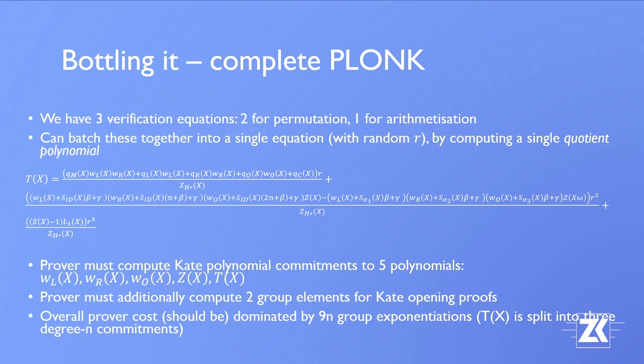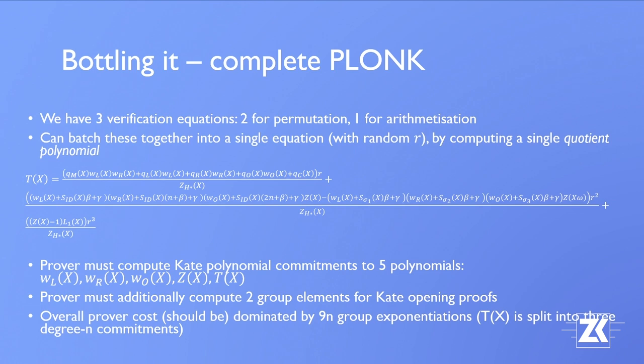And this means that the proof size for Plonk is really quite marginal. Initially you have five commitments to five polynomials. T of X, the quotient polynomial, is formed by multiplying four terms together and then dividing by the vanishing polynomial. Its degree is going to be three times higher than the rest. So you commit to it by splitting it into three polynomial commitments of the same degree as your original ones. That gives you seven elliptic curve group elements.